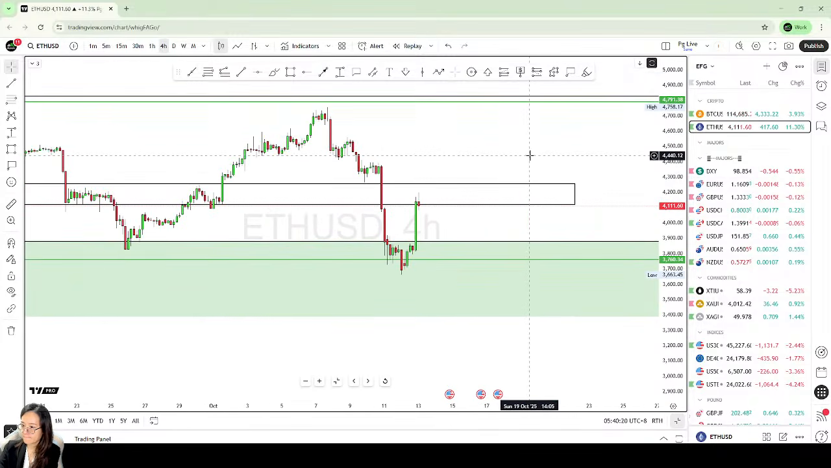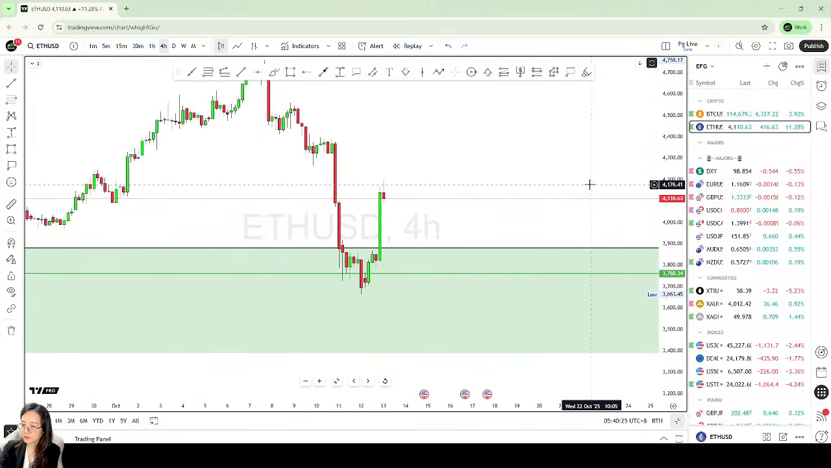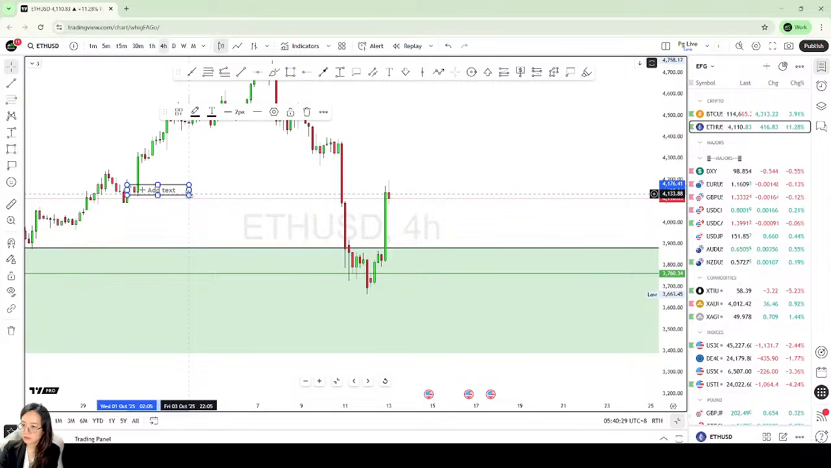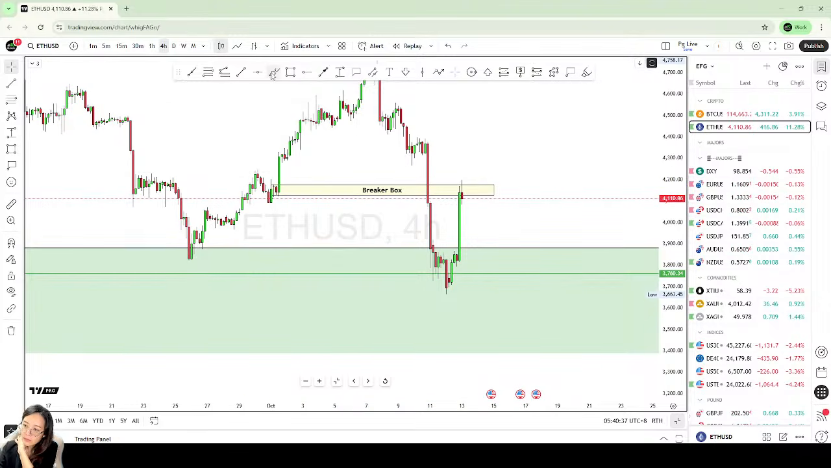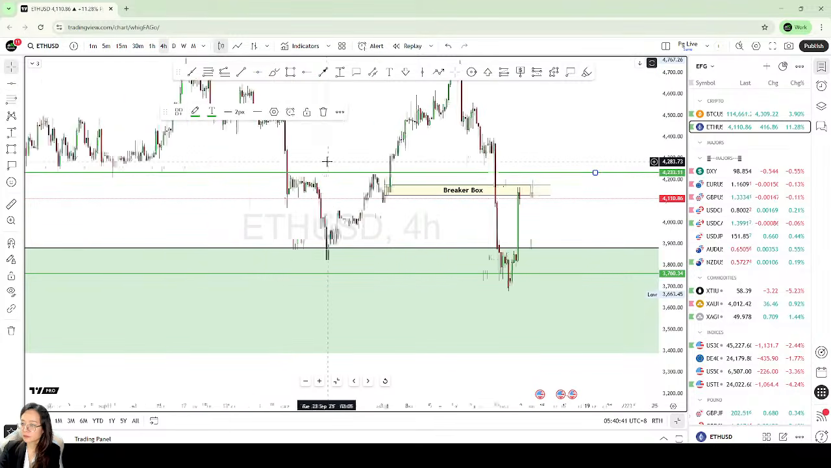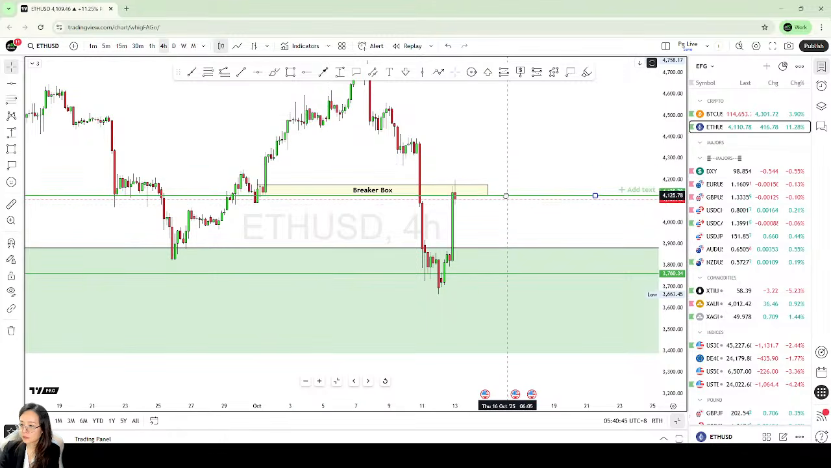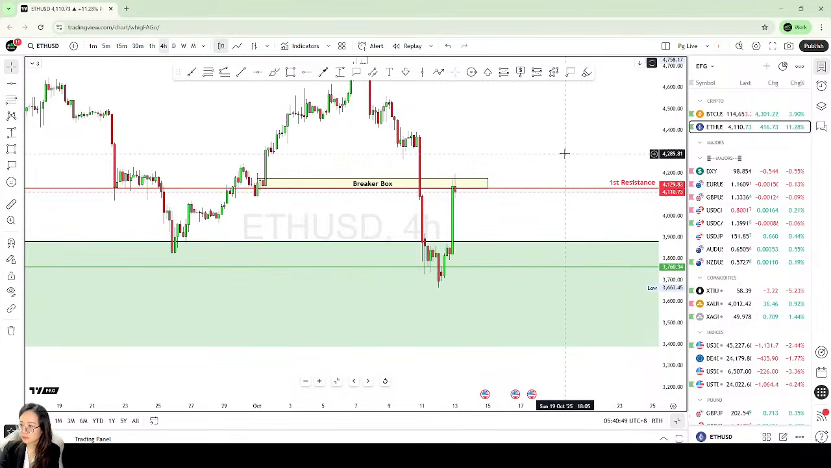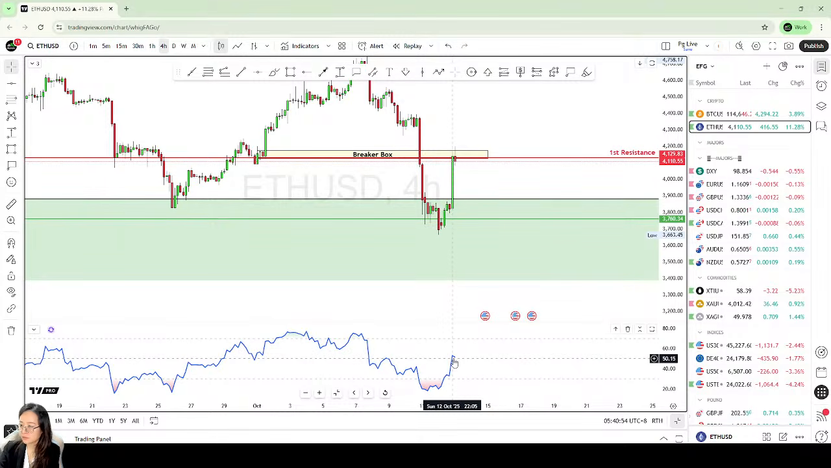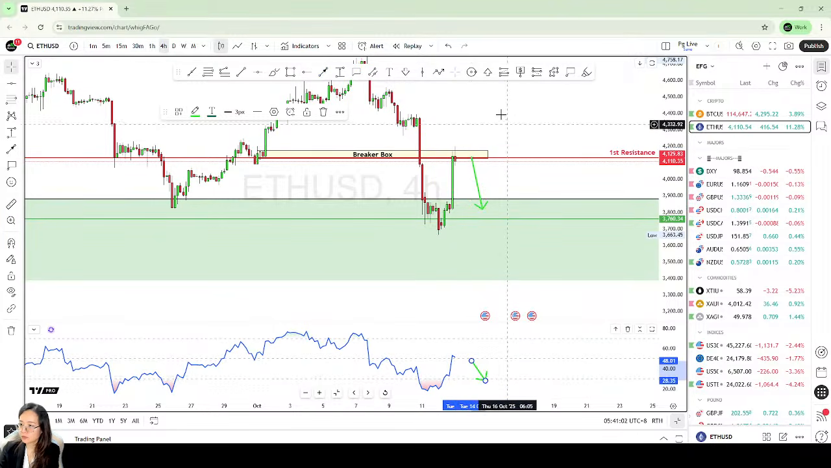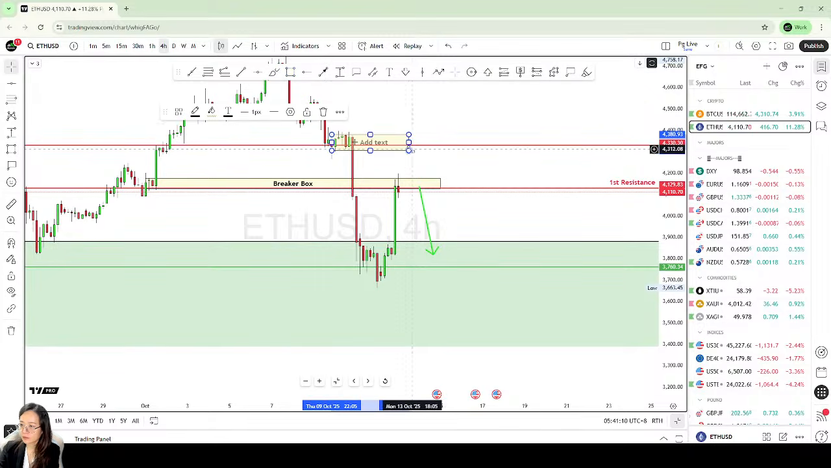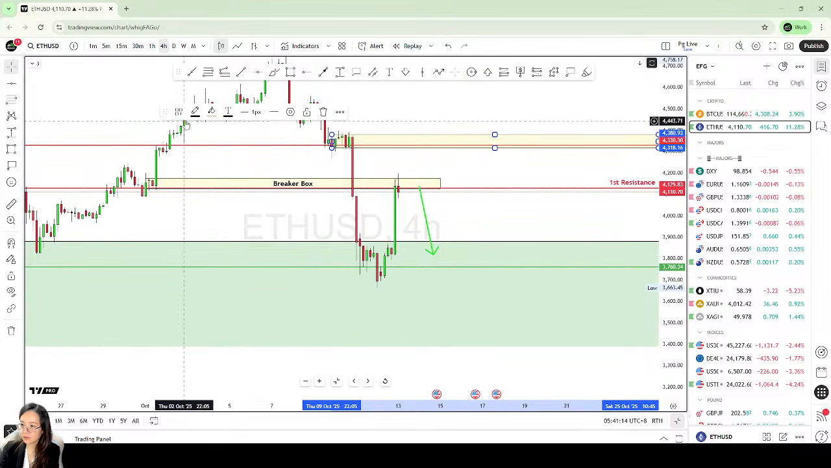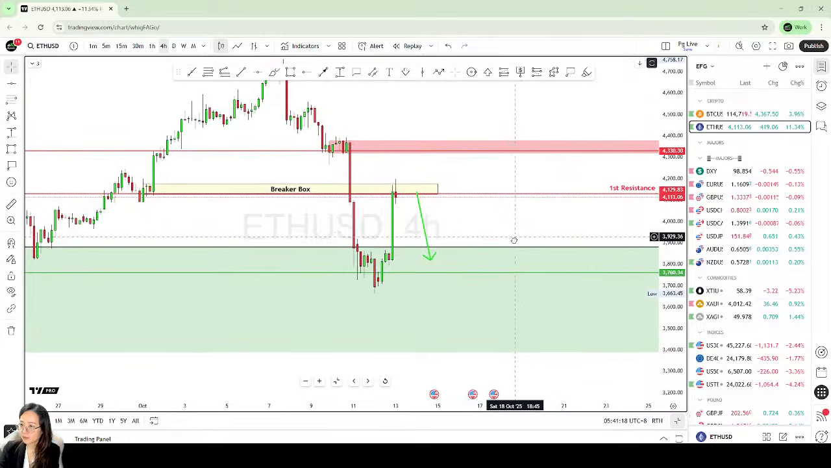Okay, so now assuming we have the failed OB. I'm going to just put here our breaker box, and then also first resistance. This is our level 50. If they're going to fall, they're going to go here, right? If they do not respect it, meaning they go. If they want to continue, another zone is second resistance. I'm going to put here, and you see that you have another OB or supply zone here. Okay, that's going to be the level.